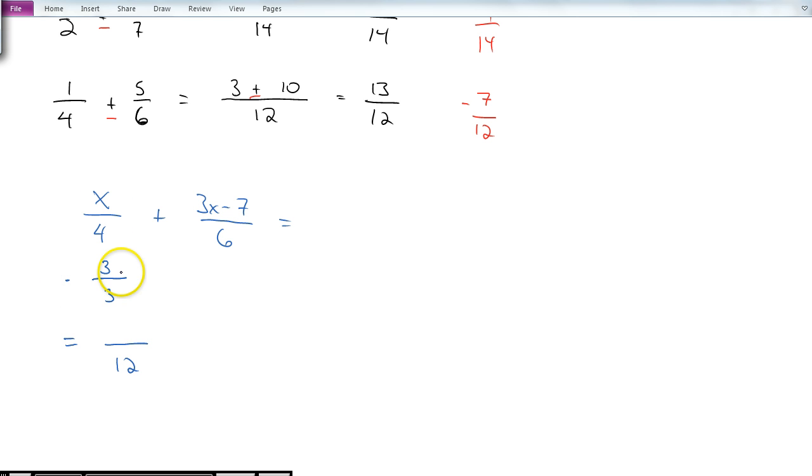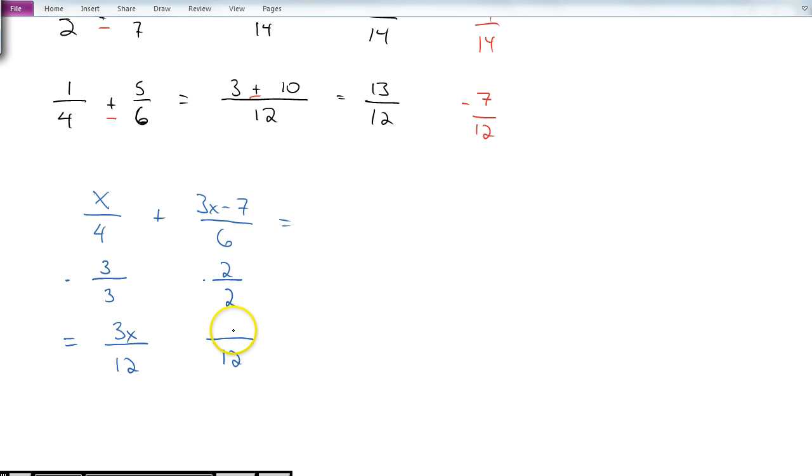So x times 3 is 3x, and 4 times 3 is 12. And this one, to get to a denominator of 12, I'm going to multiply the denominator by 2. So I have to have a numerator of 2 also, so that the value of the fraction doesn't change, because I'm multiplying it by 1.